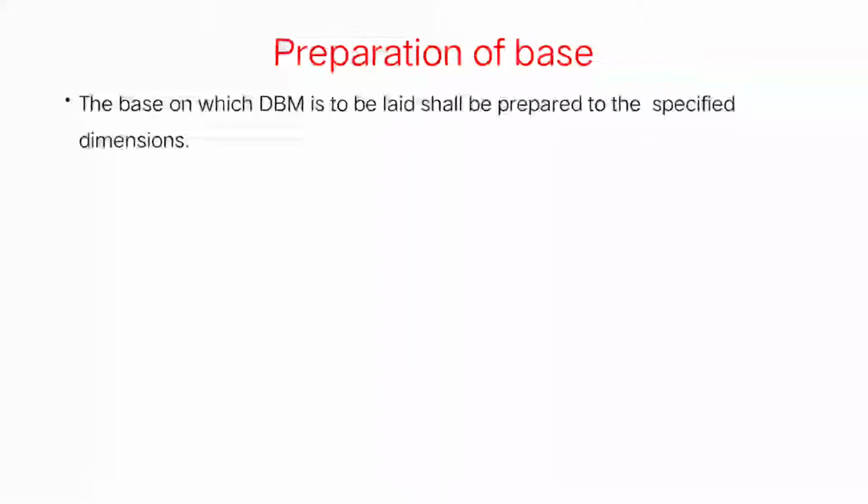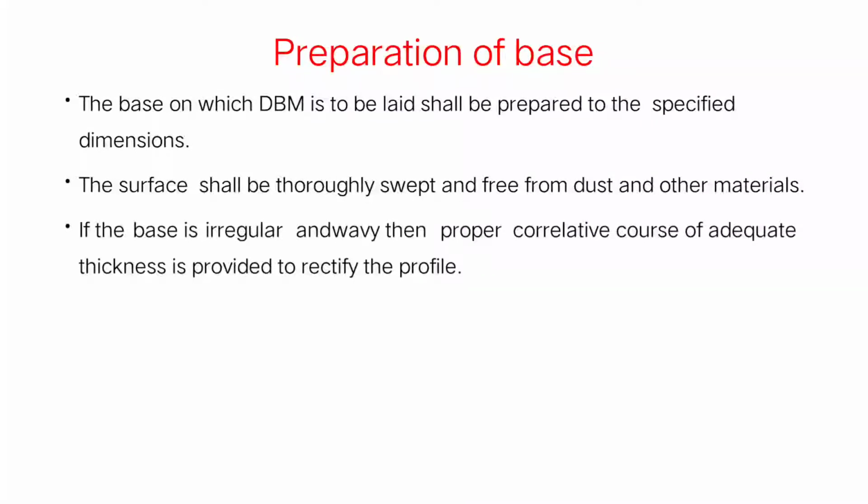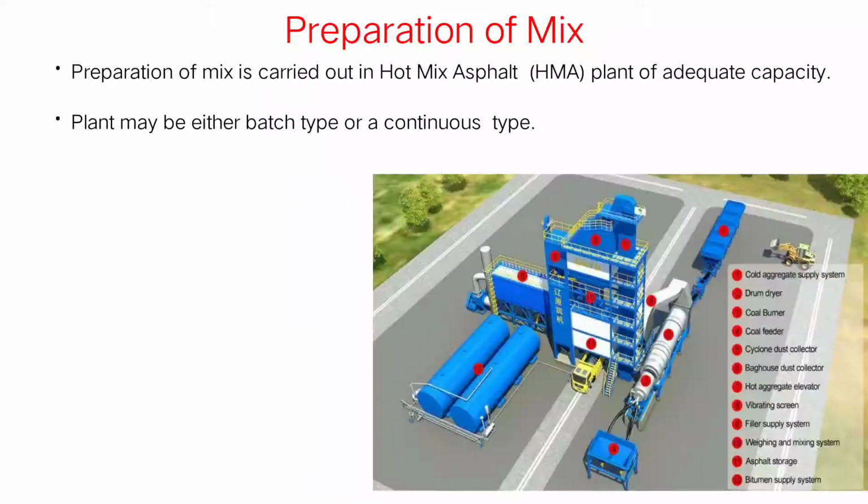So if we want to have the preparation of the base, how should it be for the DBM type of roads? The base on which the DBM is to be laid shall be prepared to the specified dimensions. The surface should be thoroughly wet, swept, and free from dust and other material. If the base is irregular and wavy, then a proper corrective course of adequate thickness is provided to rectify the profile. After that, the tack coat is applied as per the specifications.